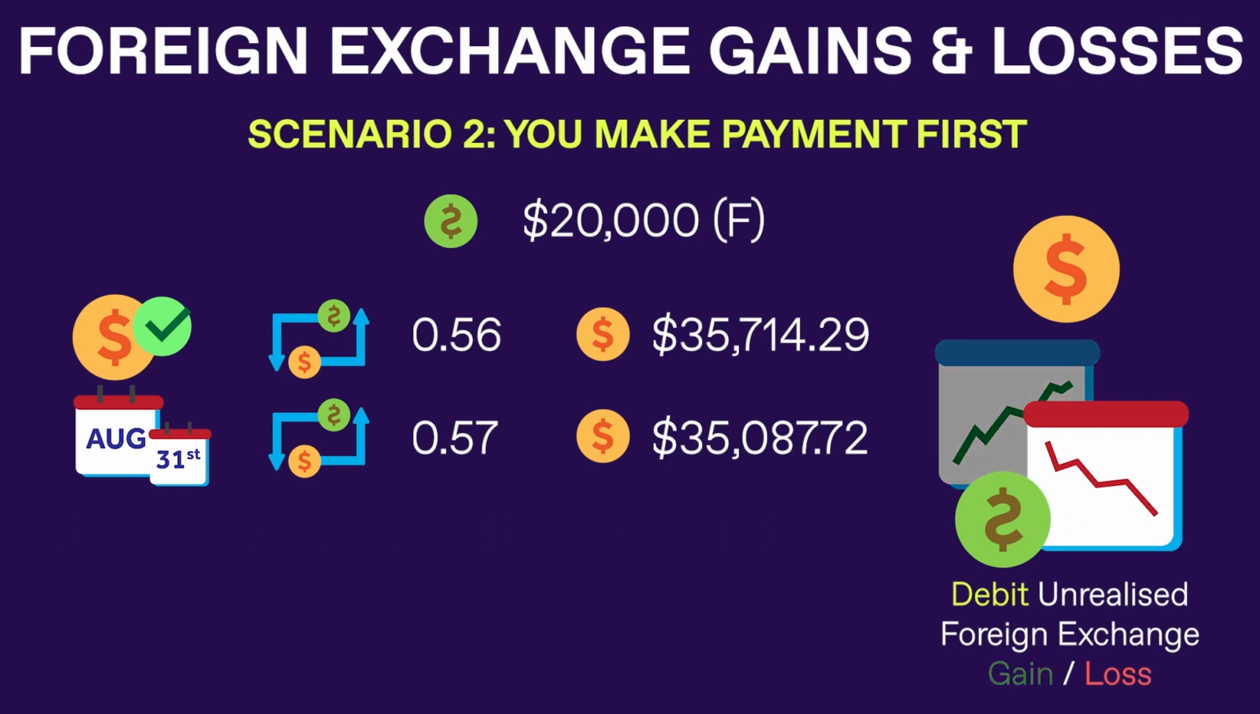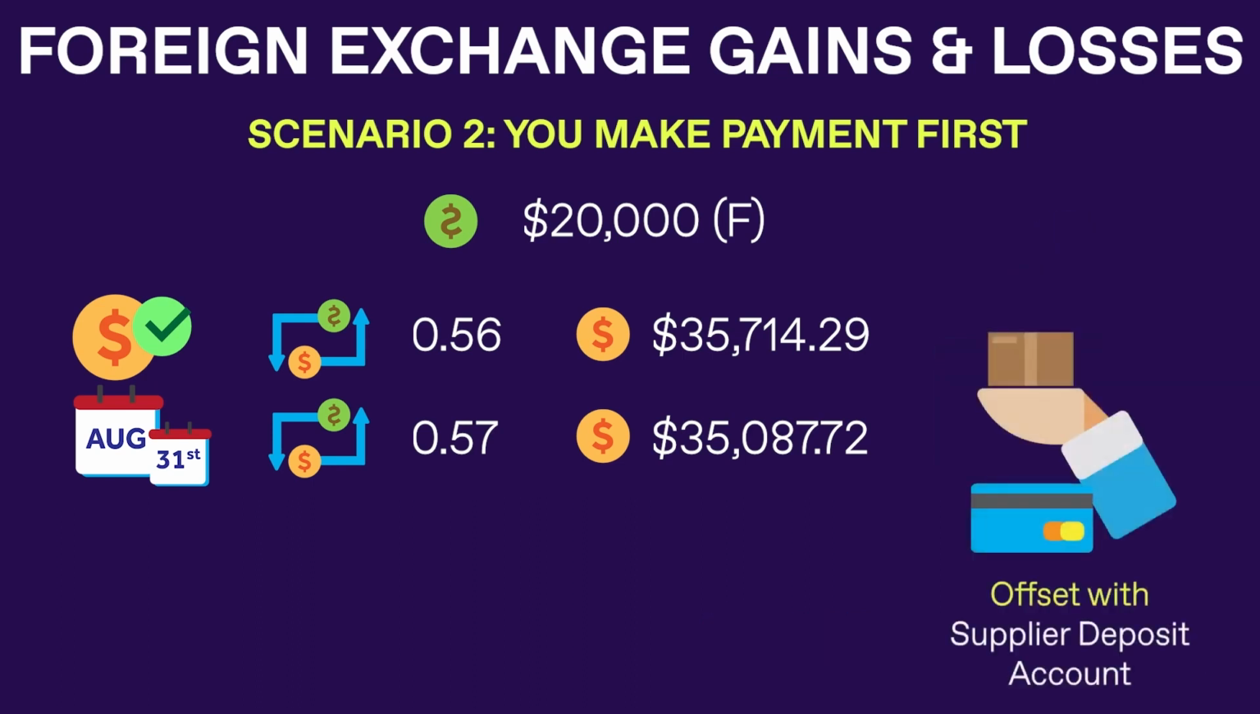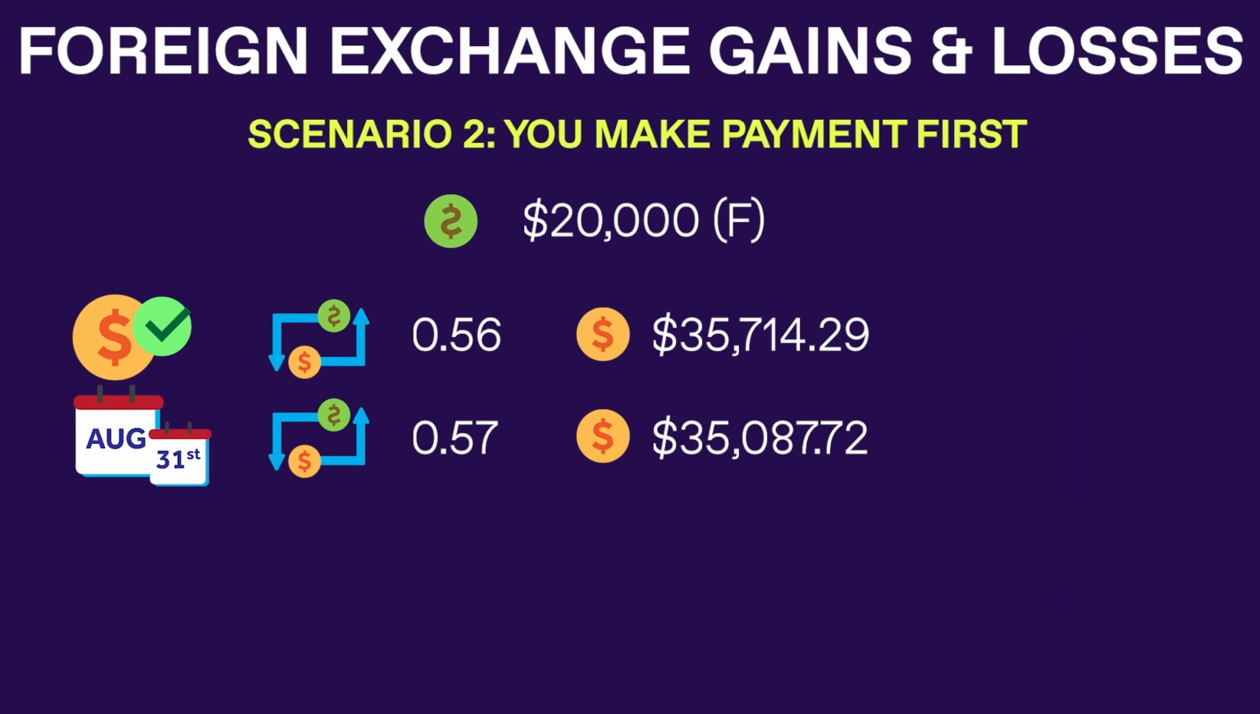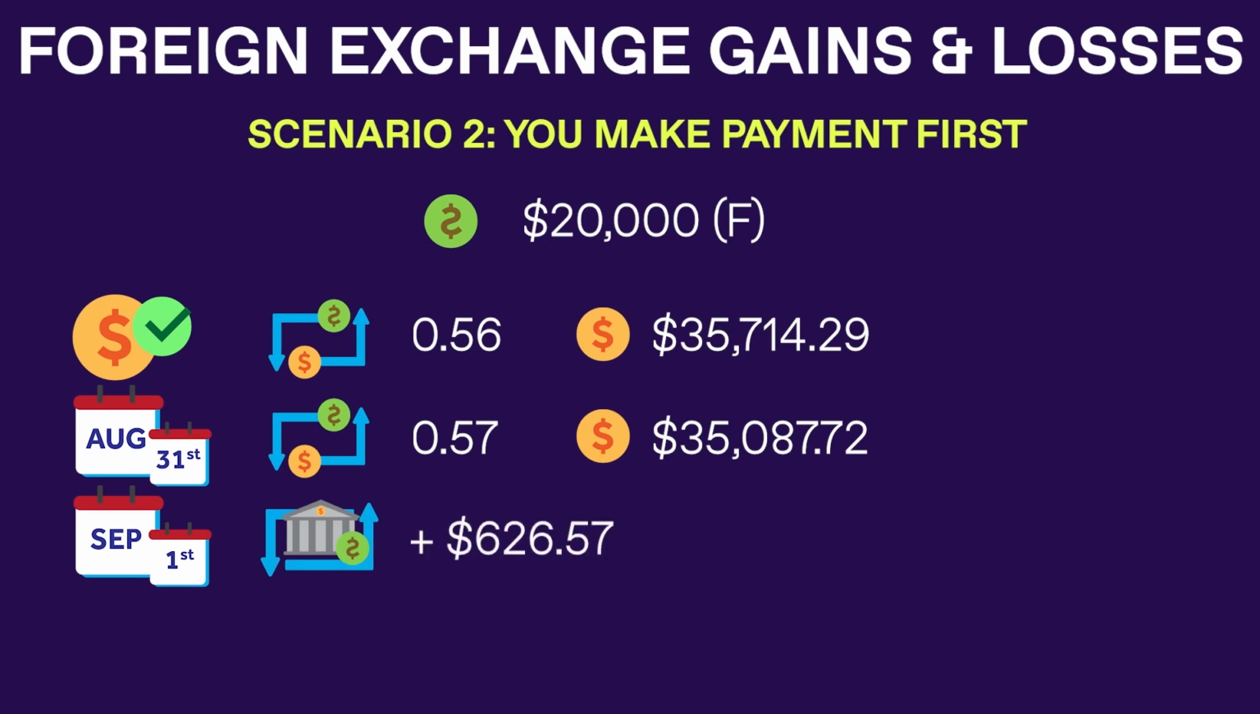In this case, the transaction would be to debit unrealized foreign exchange gain or loss account, which means we've lost money, for $626.57 and offset that with the supplier deposit account. But like what we did with the invoice, on the very next day, there's a reversing transaction for $625.57 to bring the value of that deposit back to what it was originally when we made the payment.